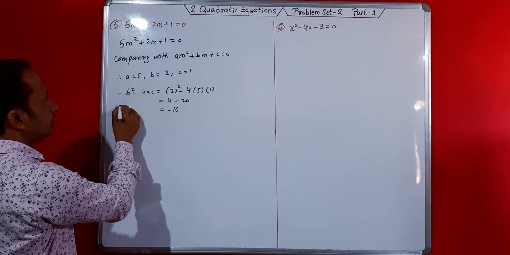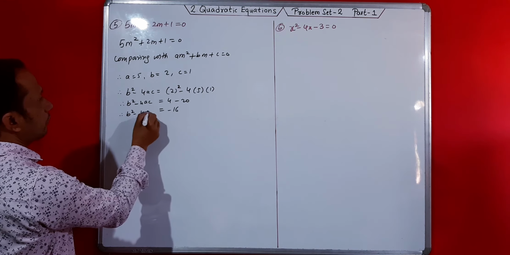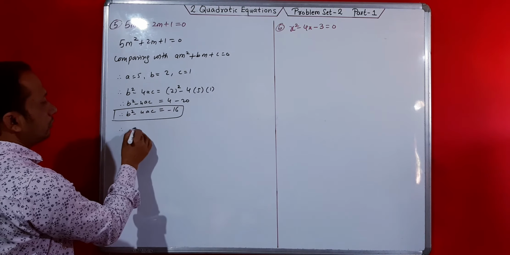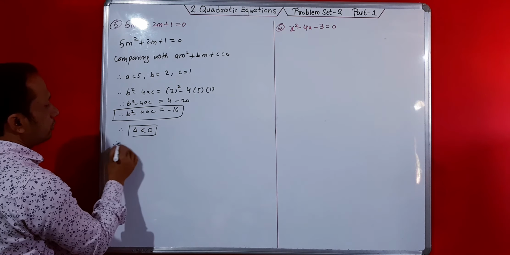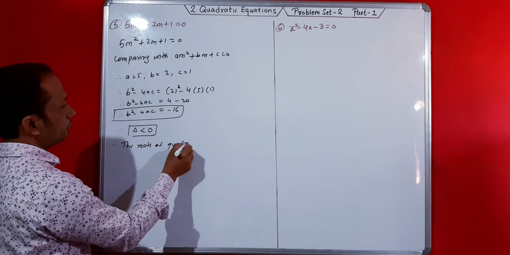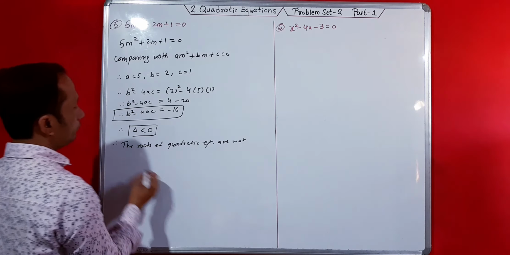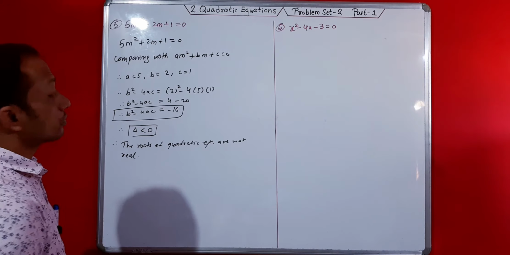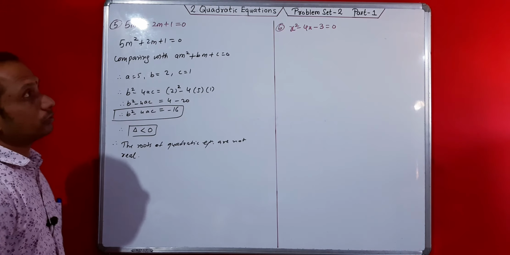Therefore b square minus 4ac, if the roots are not real, therefore delta is smaller than 0. The roots of the quadratic equation are not real. So I cannot take this minus 16 out of the square root bracket, so I cannot solve this question further. I will keep it as it is. Okay, come to question number 6.